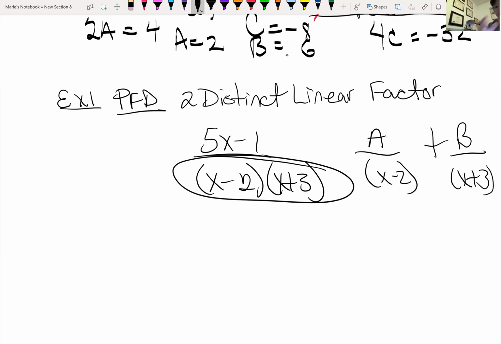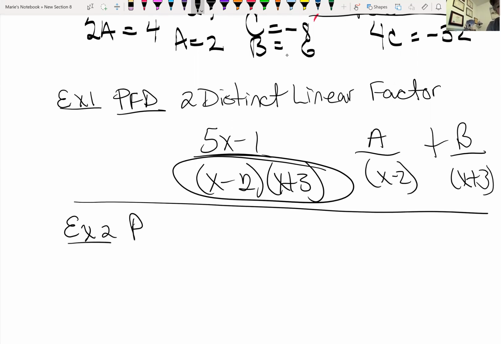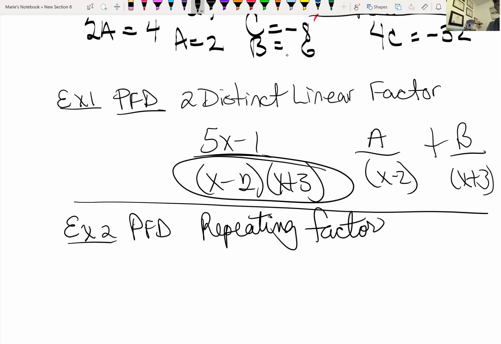And we did the same procedure. We did all of that distribution, LCM, all that stuff. In example 2, basically the same thing. We did partial fraction decomposition all over again, but this time we had a repeating factor. And you know that because when we did this, you had something like, let's say you use the same 5x minus 1, but this was like x minus 2 squared or something like that, right?